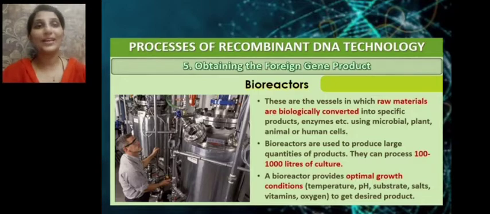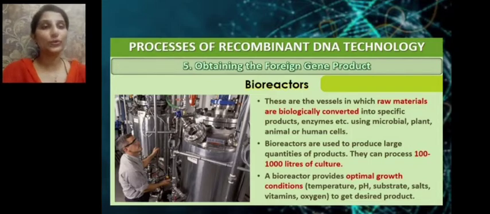So we have something called bioreactors. What are these bioreactors? Bioreactors are large vessels in which raw materials are biologically converted into specific products. The raw materials are converted into products, enzymes, using microbial, plant, animal or human cells. Okay, so some reactants along with the host cell, which can be a microbe, a plant cell, animal cell, or a human cell, are converted into suitable products, enzymes. And these vessels which help in this process are called bioreactors. It helps to obtain the foreign gene product.